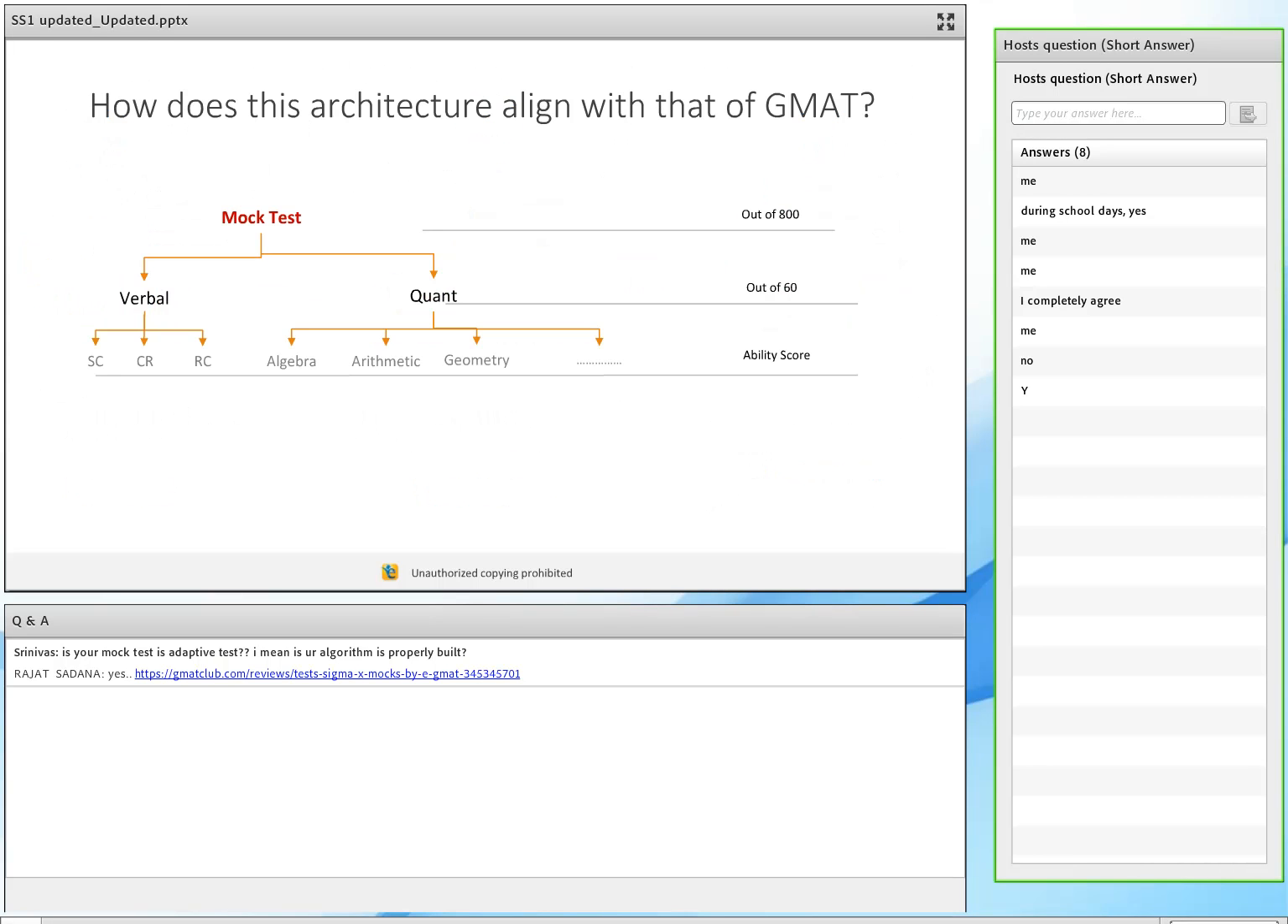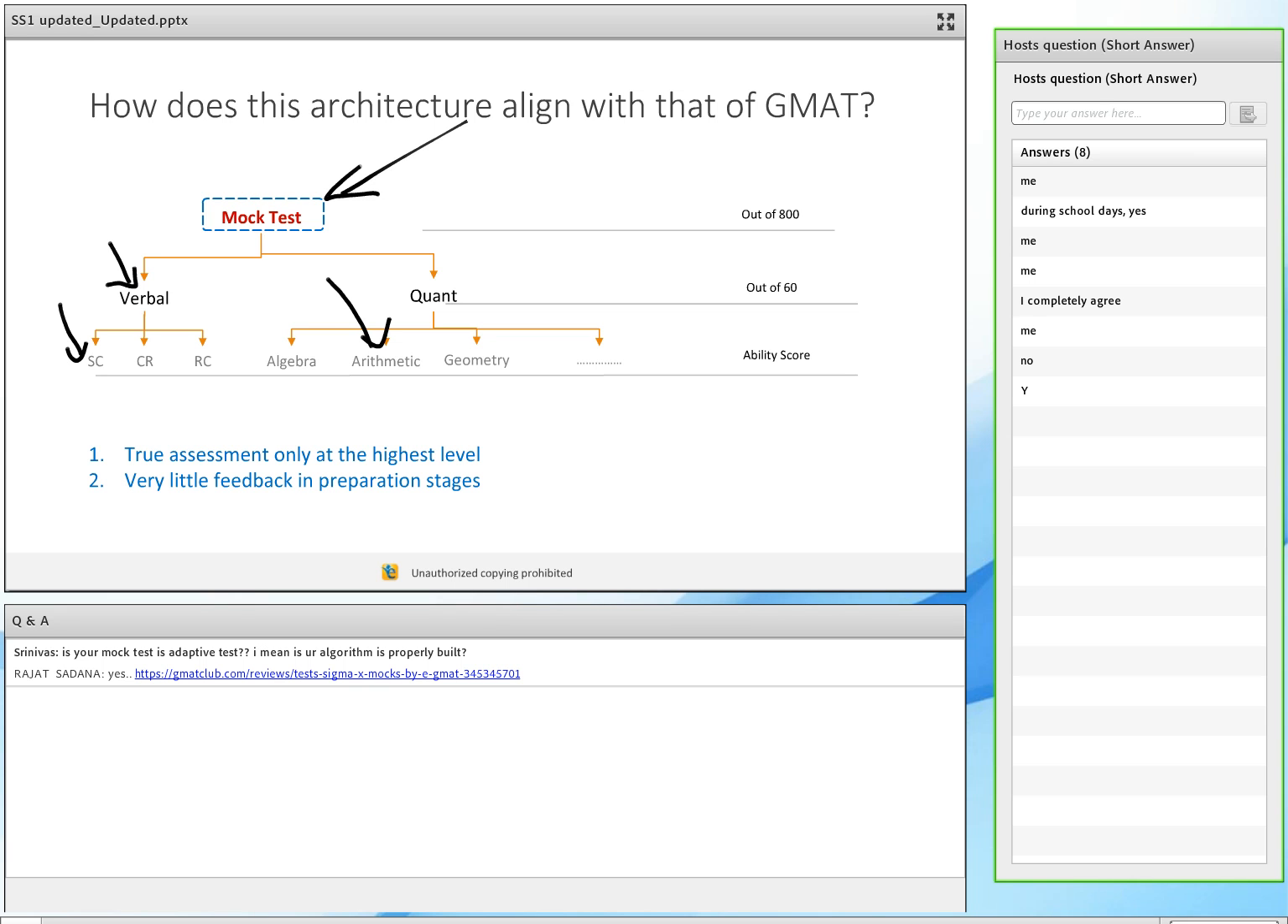And when you think about how this architecture aligns with the architecture of the test, what you're going to find is that other than the alignment at this top level over here, which is at the mock test level, there's really very little alignment at the grassroots level. I mean, there's no alignment at this level. There's no alignment at this level over here, or even this level. The true assessment over here just happens at this level.